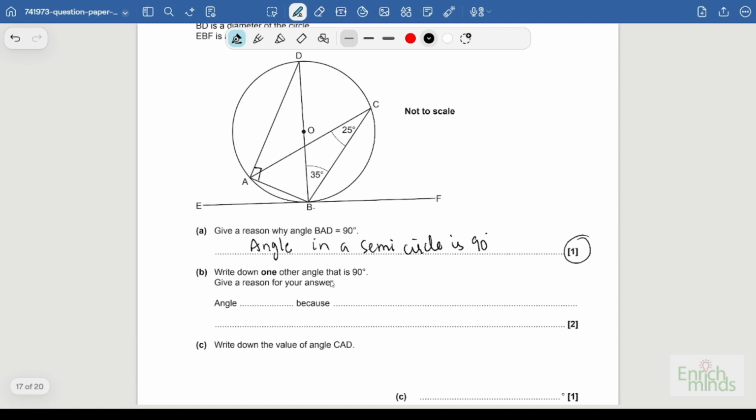Write down one other angle that is 90 degrees. So what is the other 90 degrees angle here? Well, we know EBF is a tangent. So the angle formed between the radius and the tangent is 90. So this angle is 90. The other part of the angle has to be 90 again. So you can write any one of those angles. I'm going with FBO. So angle FBO is 90 because it's the angle between the radius and the tangent to the circle.